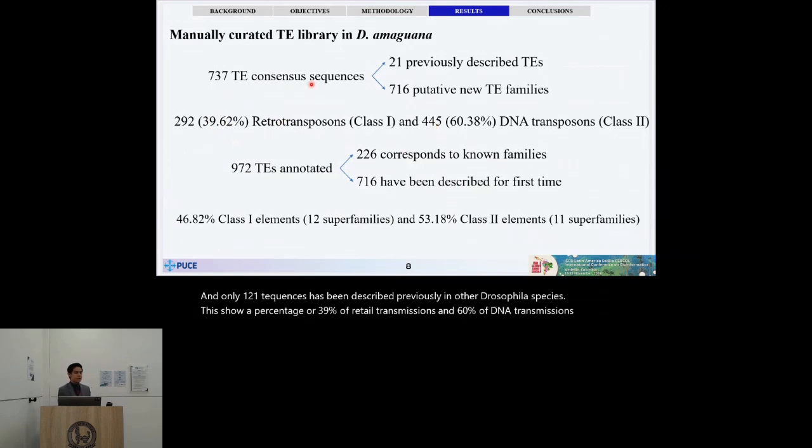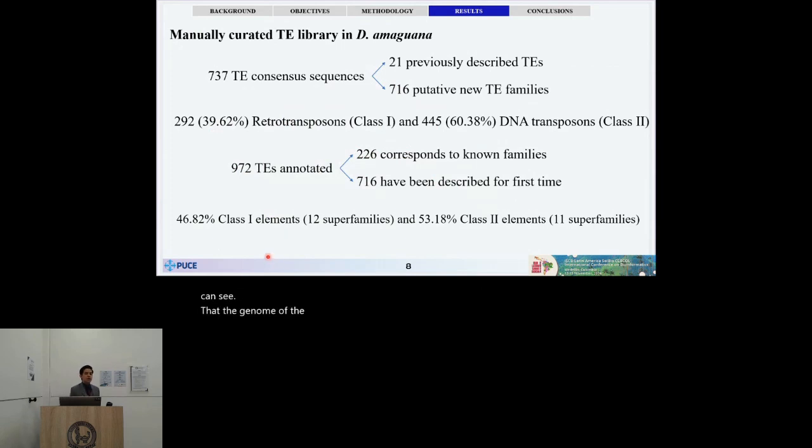With this, we incorporated the TE library created into the libraries from the Berkeley Drosophila project and the manually curated TE library that was reported in a paper using two Drosophila species, with which we annotated 972 TEs in the whole assembled genome of Drosophila amaguana. With this, we can see that the genome of Drosophila amaguana contains 46% class 1 elements with 12 superfamilies and 53% class 2 elements with 11 superfamilies.